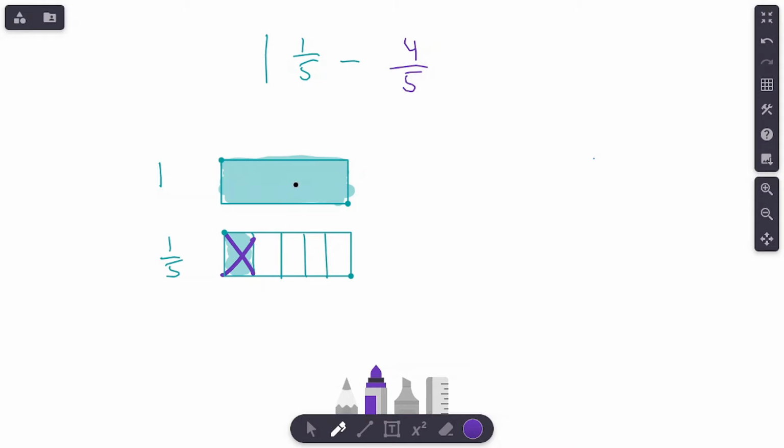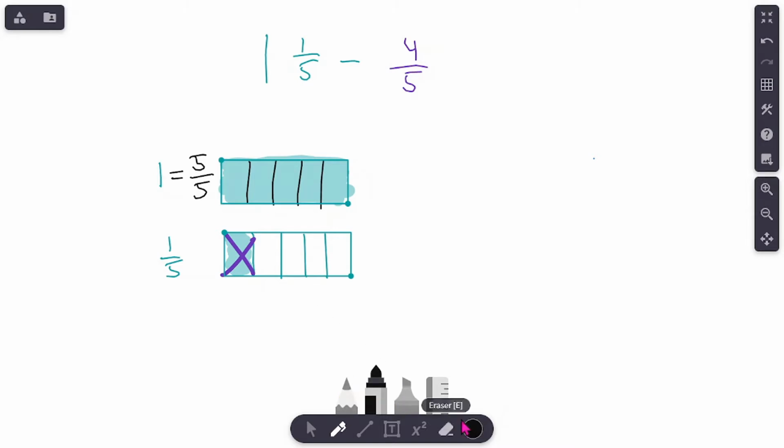What do you think we're going to have to do? We're going to have to partition or regroup this 1 whole into what? We're going to have to regroup this 1 whole into 5/5. Where did Mr. C get 5/5? Well, we're talking about 1/5. We're talking about 4/5. Both of them have denominators of 5. So our model also needs to have 5 equal size pieces. Notice for 1 whole, all 5 pieces were colored in. 1/5, 2/5, 3/5, 4/5, 5/5.